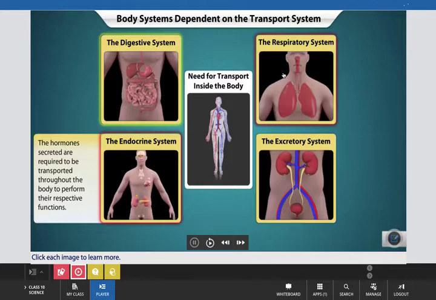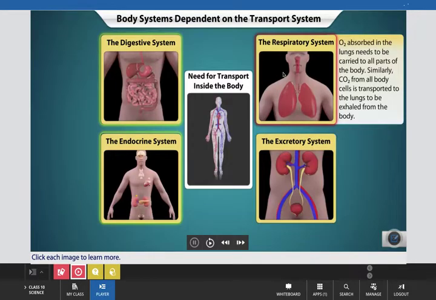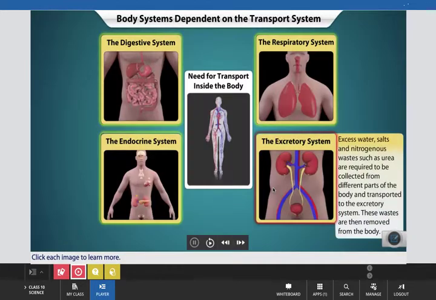And now see how the process of respiration depends on transportation. In the respiratory system, the oxygen absorbed in the lungs needs to be carried to all parts of the body. Similarly, carbon dioxide from all body cells is transported to the lungs to be exhaled from the body. And in our excretory system, how does transportation help? In the excretory system, excess water, salts, and nitrogenous wastes such as urea are required to be collected from different parts of the body and transported to the excretory system. These wastes are then removed from the body.